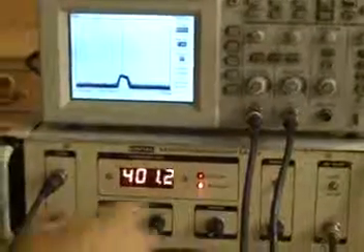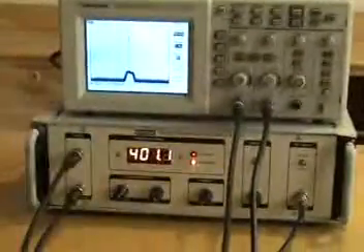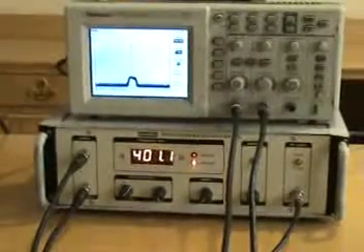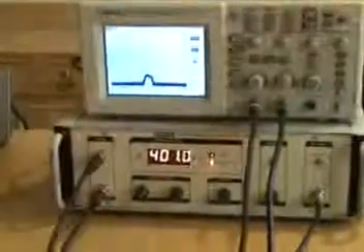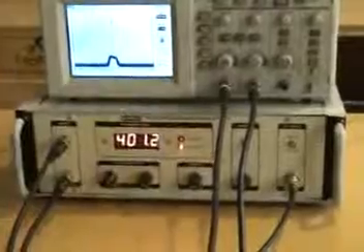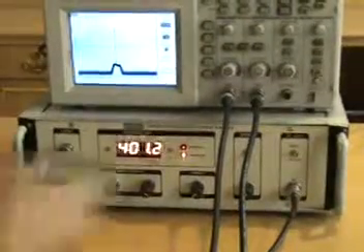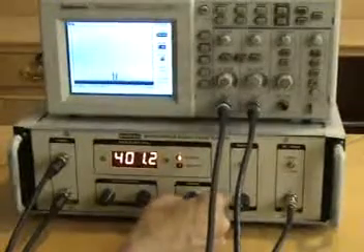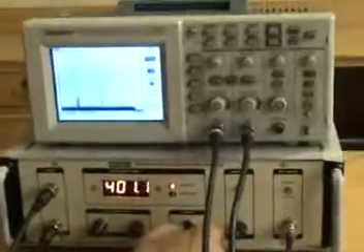So the idea of the marker is, by decreasing the sweep width, you can precisely see the frequency of spurious harmonics or harmonics, first, second, third, any harmonics for that matter, or any signal which is being displayed on the spectrum.